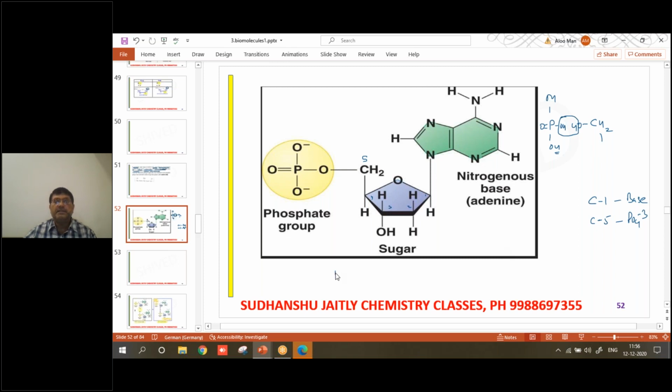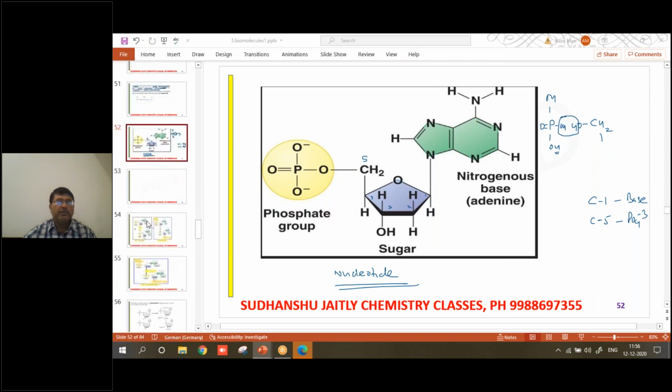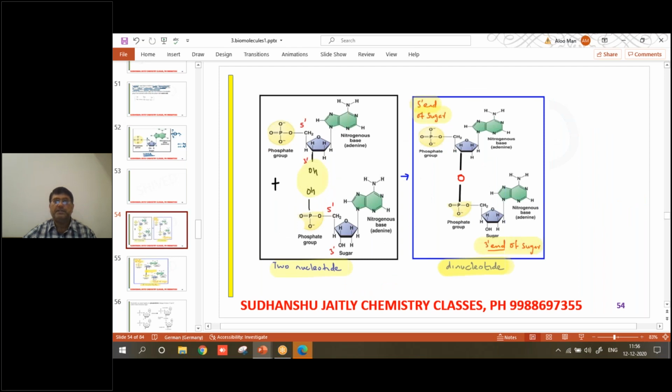So what is this, my dear friends? The nucleotide has arrived. The nucleotide has sugar, base, and the phosphoric acid. Now we are going to join these nucleotides further. ध्यान से देखो, right? You should draw it. This is one nucleotide.